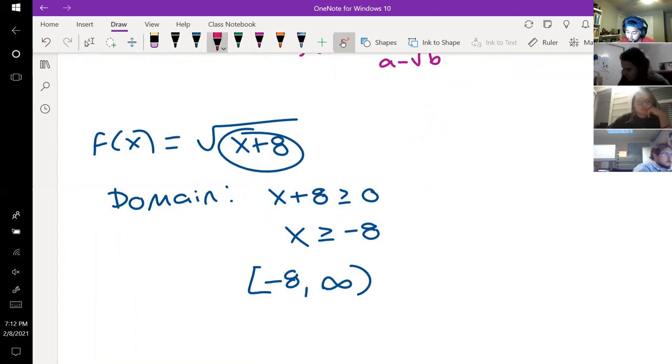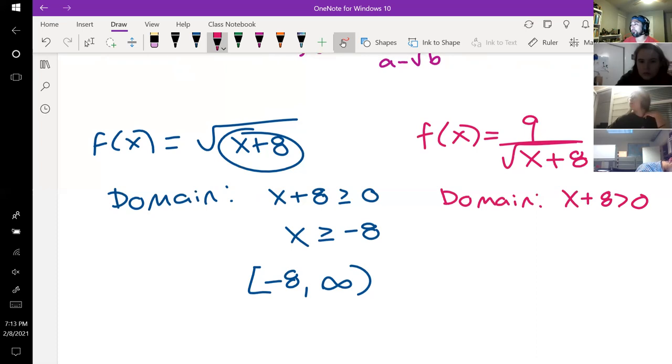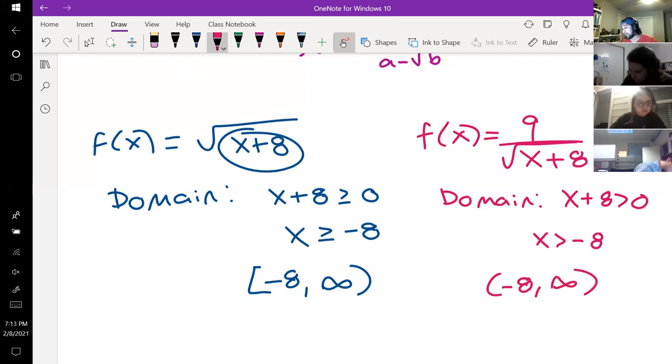But now for your function, you have 9 over the square root of x plus 8. To find the domain for this one, this is where it's a little tricky. You can only set it greater than 0. And the reason for that is, what number can never be in our denominator? 0. So can we set it equal to 0? No. So this means our domain, since it's only a greater than symbol, would be parentheses negative 8 to infinity. Because remember, bracket means you can include the number. Parentheses means you can't include the number.